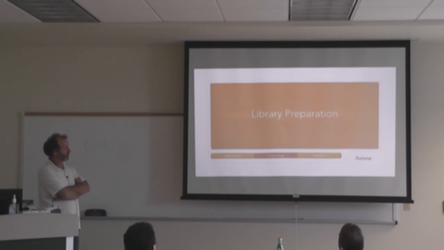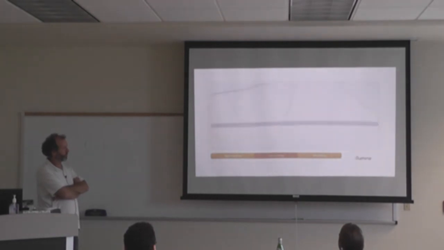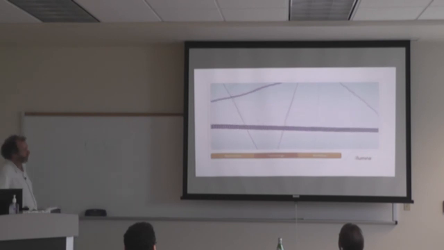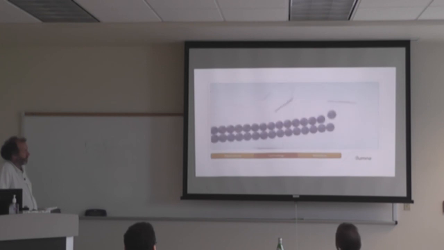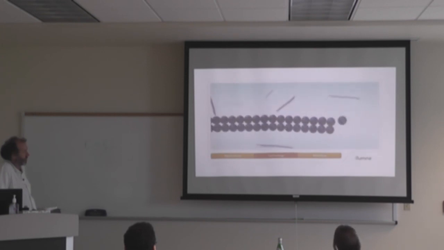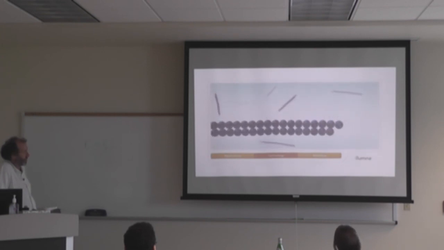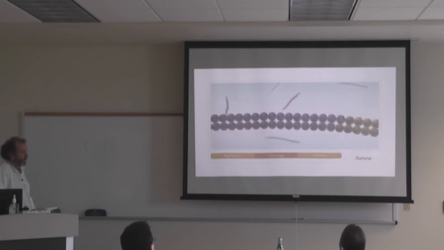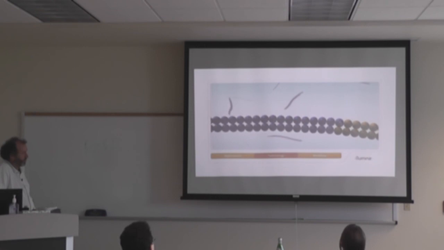Library preparation. The genome analyzer performs massively parallel sequencing of hundreds of millions of fragments of DNA. First, the DNA is fragmented. Sheared ends are repaired and adenylated. Adapter oligos are ligated to both ends of the fragments. These fragments are then size selected and purified.